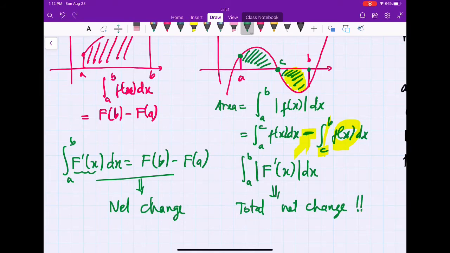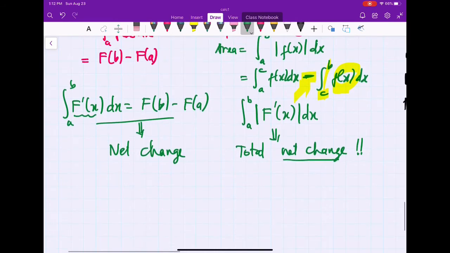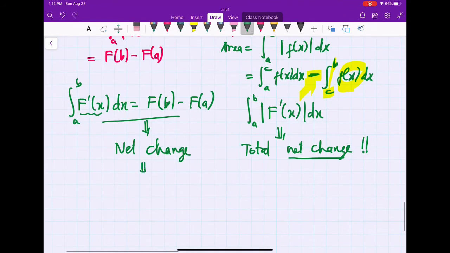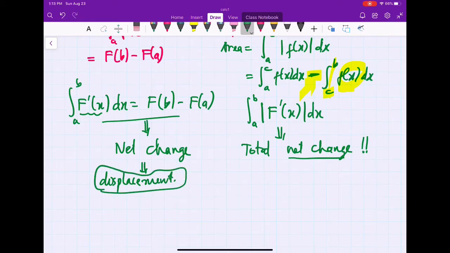I just picked this name because in the textbook they consider movement of a particle, right? And they say that is total distance traveled or displacement, right? So the net change is sometimes called the displacement. That is also understandable because you just see the difference between the function value at b and a. So you just care about the difference between them.